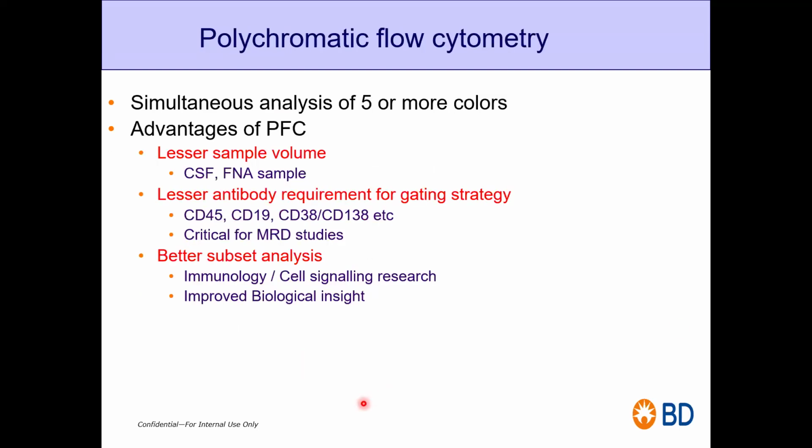Polychromatic flow cytometry, what does it mean? At one time, you can do multiple colors, more than five, and you can do the analysis of all those colors. I'll come to the application part. There, I'll tell you what polychromatic flow cytometry means. But you can break it down. Poly means multiple, chromatic means color. So basically, polychromatic is where you use multiple colors or multiple markers. At that time we call it polychromatic flow cytometry.